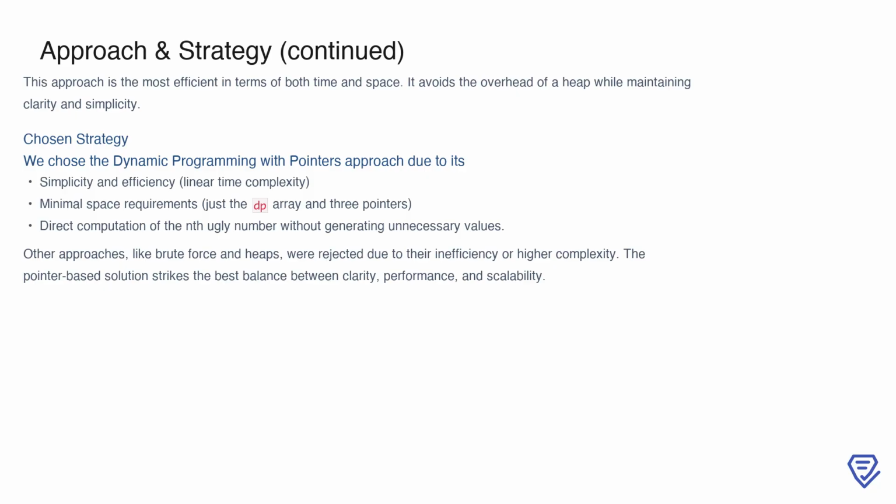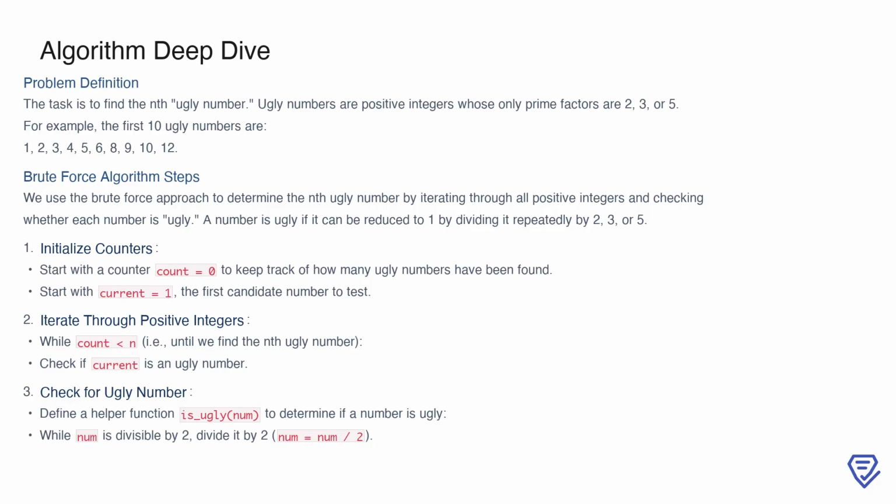the nth ugly number. In this problem, we are tasked with finding the nth ugly number. Ugly numbers are positive integers whose only prime factors are 2, 3, or 5. For example, the sequence starts as 1, 2, 3, 4, 5, 6, 8, 9, 10, and 12. The brute force approach to solve this problem involves iterating through all positive integers and checking whether each number is ugly or not. To do this, we initialize a counter, count, to track the number of ugly numbers we've found, and start with current equals 1, the first candidate to test.